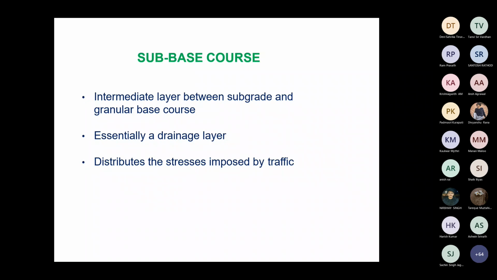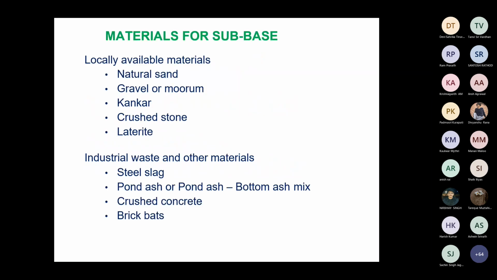Suppose water happens to enter inside, it should be possible through this layer to drain out of the pavement without entering into the pavement. That's the motive. So whenever you're checking the properties of this subbase, you should check the permeability properties of the subbase also, such that it is easy for the water to get out of the pavement layer.